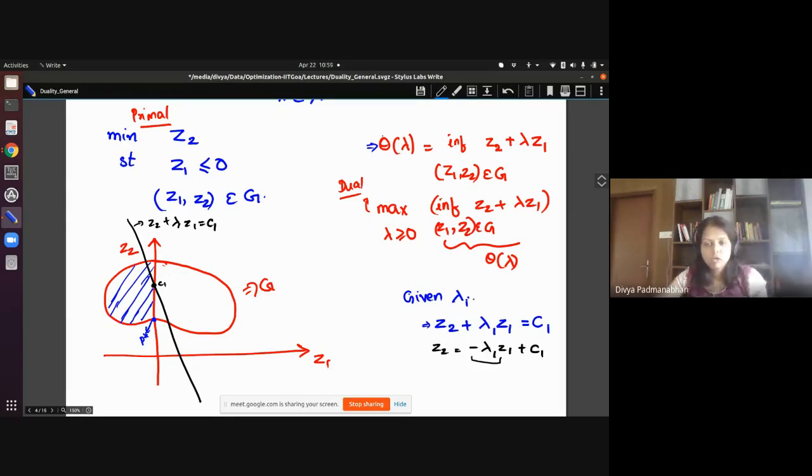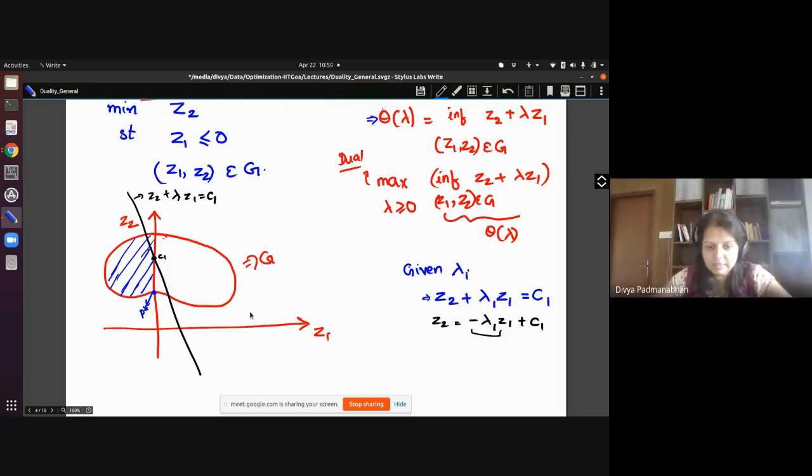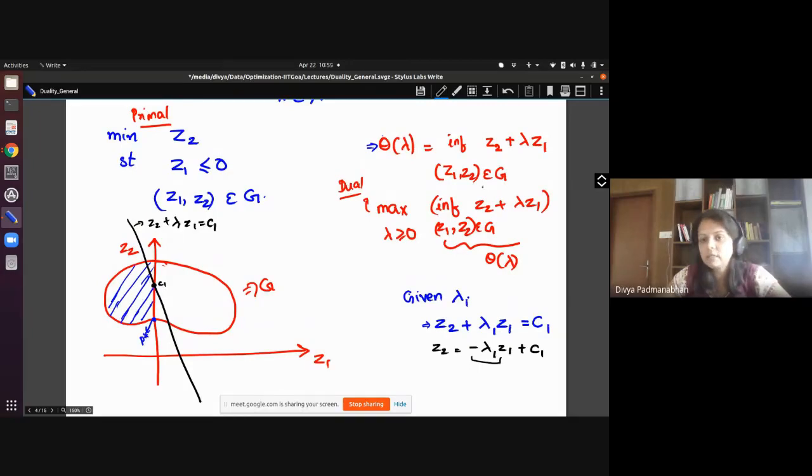So for a fixed value of lambda, if I'm trying to minimize this Z2 plus lambda Z1, we are coming into the dual function, this theta of lambda. What does it mean to say that I'm trying to minimize this value? I'm trying to look at all lines with the slope of minus lambda 1 and see which one has the least intercept. Because C1 is the intercept, this objective is looking at the minimum value of intercept out of all the lines which go through G.